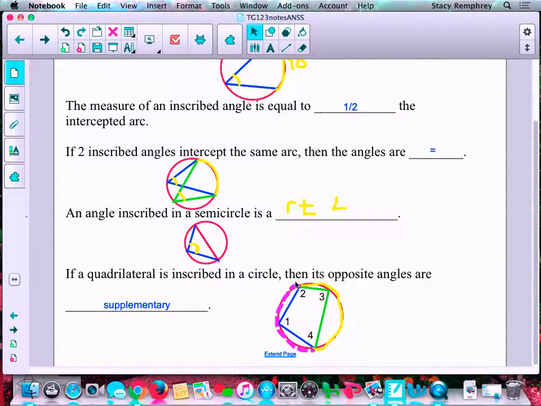So instead of looking at them individually, because I don't know what yellow is by itself or pink by itself, let's look at them all together. Yellow arc plus pink arc equals 360, because that's how many degrees are in a circle. Angle 1 plus angle 3, those together equal half of that. Half of 360 is 180. So 1 plus 3 will equal 180. The same thing will be true about angle 2 plus angle 4.